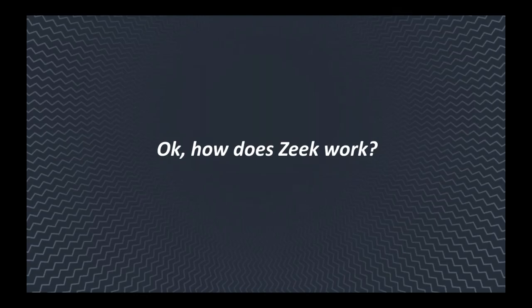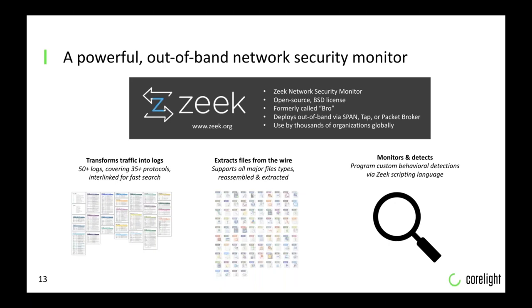Well, let's go into a little bit of technical detail. I've already covered this slide, I won't repeat it, but again, I want to emphasize a few things. It's out of band, so it's not an inline solution. So if something happens with Zeek, it's not going to affect your network performance like a firewall could. It deploys out of band via a span, optical tap, or packet broker that's copying your live network traffic to feed it to a Zeek sensor. It's a tool used by thousands of organizations around the globe as a critical tool in their blue team defense strategy. And it does those three things I mentioned exceptionally well.